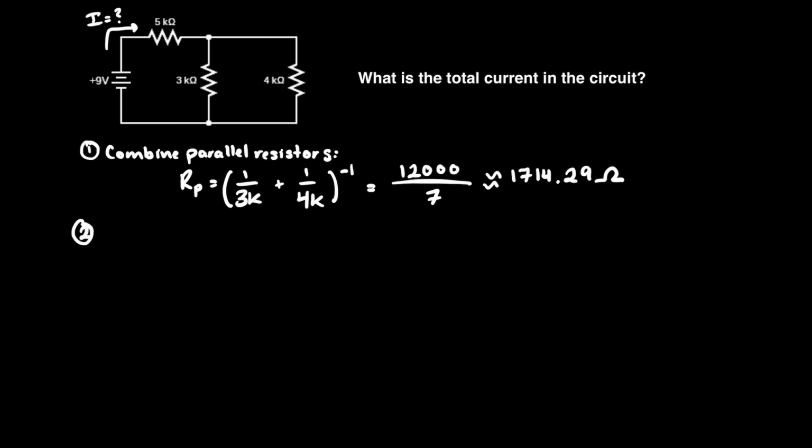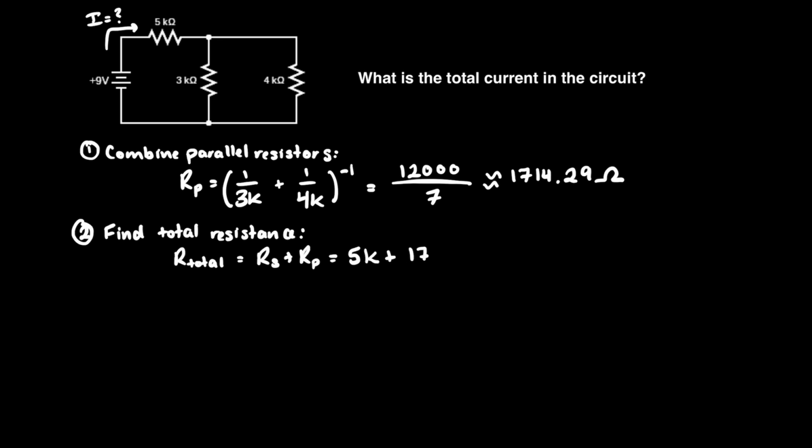Next, in step number 2, we'll combine this with the 5K resistance to find the total resistance. Therefore, our total is going to be the R series plus the R parallel, meaning 5K plus the 1,714 ohms that we found in step number 1, equaling 6,714 ohms of total resistance.